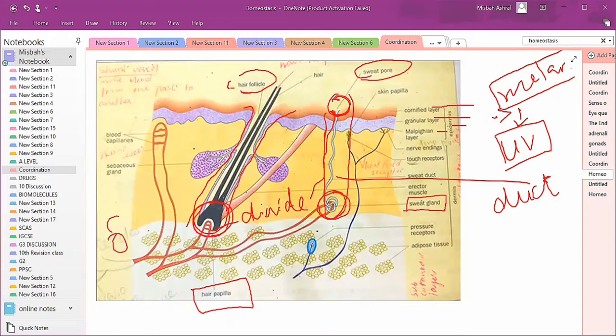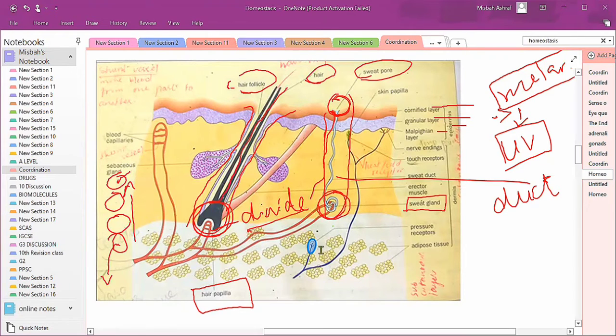These cells divide and give rise to new cells. These are at the bottom. These are the living cells. When they move upward, they become dead, and when they are deposited with keratin, they give rise to the hair which you can see. This is basically dead, but at the bottom there are living cells which are dividing. This is the reason why our hair grows.